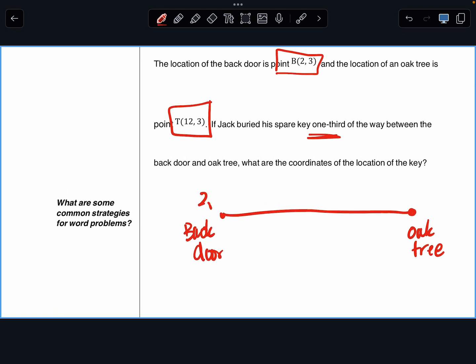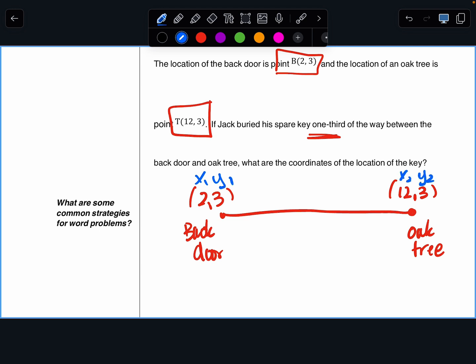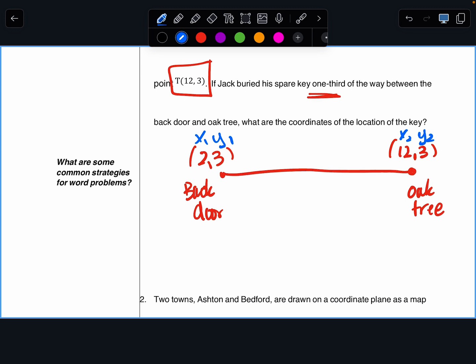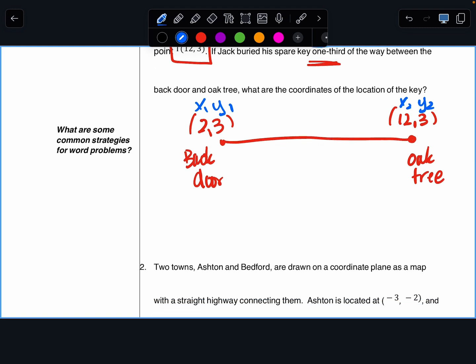This is (2, 3), and this is (12, 3). So then we've got to label our x1, y1, x2, y2. And here's my k, which is 1/3, right? So now I have all the pieces that I need to use the formulas that you were given in the last section to solve this. So I'm not going to solve the problems. I'm just going to give you the formulas.